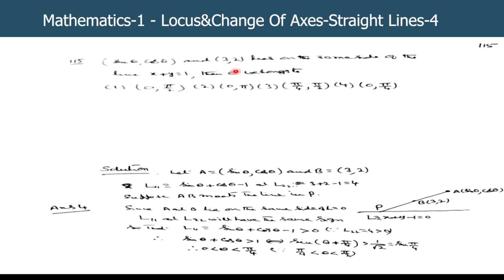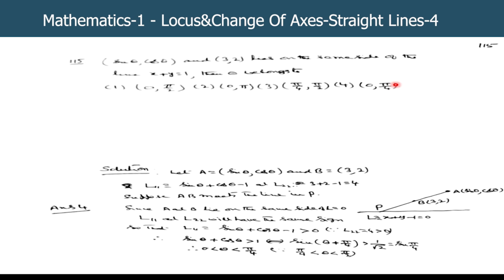Sin theta comma cos theta and 3 comma 2 lie on the same side of the line x plus y equals 1. Then theta belongs to the interval: 1, open interval 0 to pi by 2; 2, open interval 0 to pi; 3, open interval pi by 4 to pi by 2; 4, 0 to pi by 4.